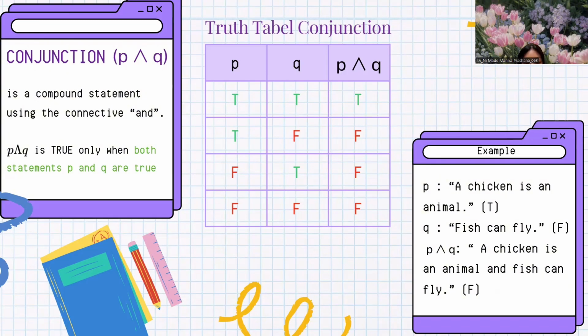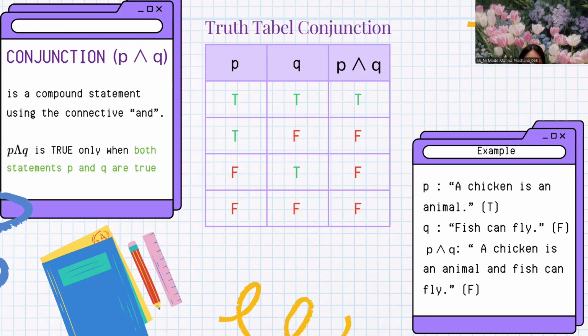Row one, true and true. When both P and Q are true, the conjunction is true. This is the only way to get a true result. To make this crystal clear, look at the example. Statement P: a chicken is an animal. This is clearly true. Statement Q: fish can fly. Generally speaking, this is false.